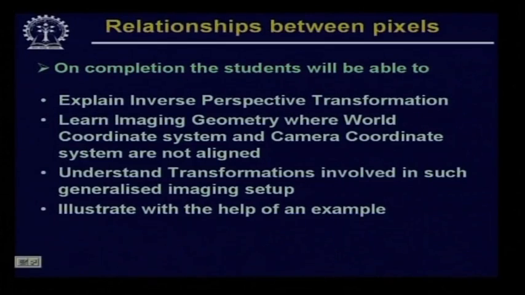In today's lecture, we will take a generalized imaging model, where the camera coordinate system and the 3D world coordinate system are not aligned, which is a general situation. Then we will try to see what transformations are involved in such a generalized imaging setup, which will help us to understand the image formation process in a generalized setup. Then we will illustrate this concept with the help of an example.